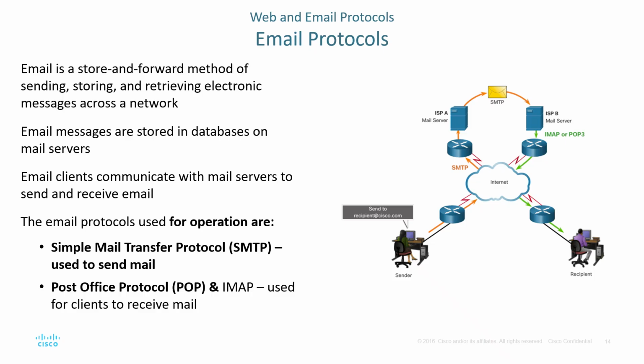So when you're looking at this graphic here on the right-hand side, the sender has to have a correct email address to send to. So that is going to be the recipient's name at whatever website or email you're going to. So in this case, it's a recipient at cisco.com. So when the source generates the information, it is utilizing SMTP. So what happens is within SMTP, the first ISP mail server will get that request.